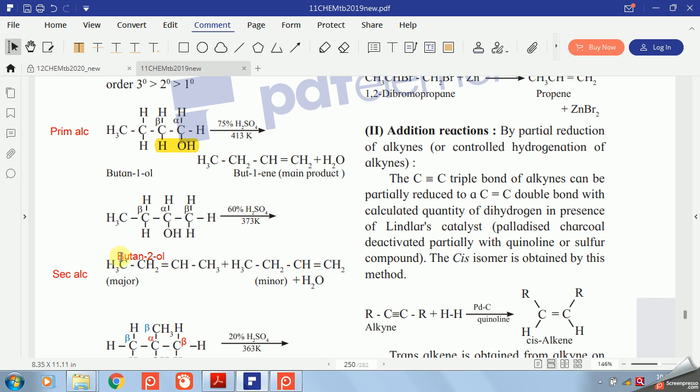Okay, it is a secondary alcohol. So what is your name? The name is butan-2-ol, or sec-butyl alcohol is the common name of this. Okay.